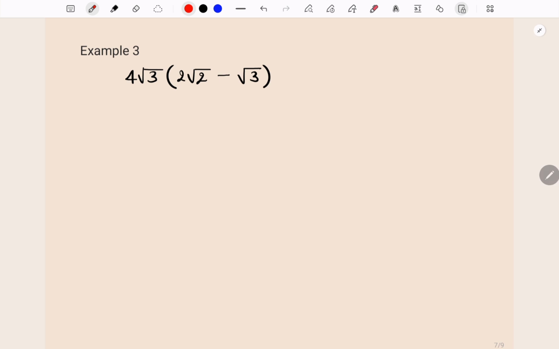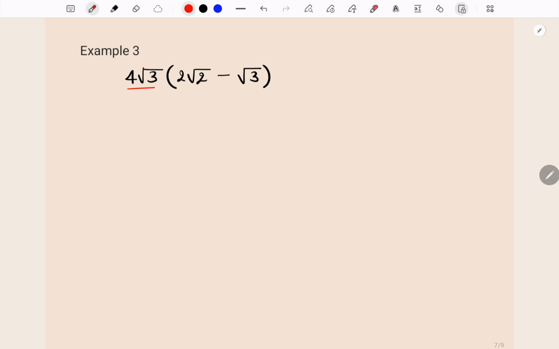Let's solve the next question. This is a very common IGCSE exam style question. So I recommend that you pause the video and try to answer on your own. Let me show you how we can solve this question. Here we have 4 root 3 present outside the bracket, right? So 4 root 3 is multiplying every term inside the bracket.